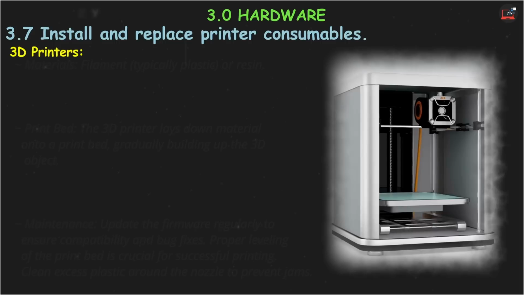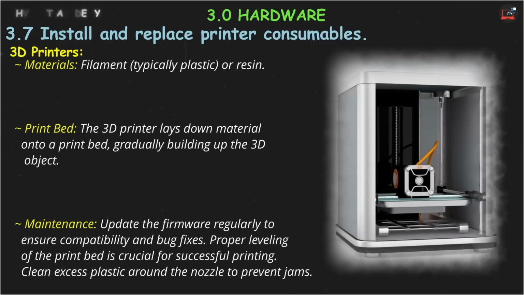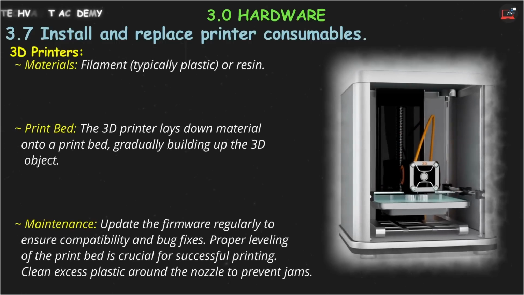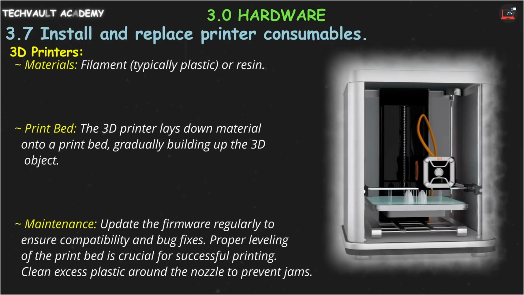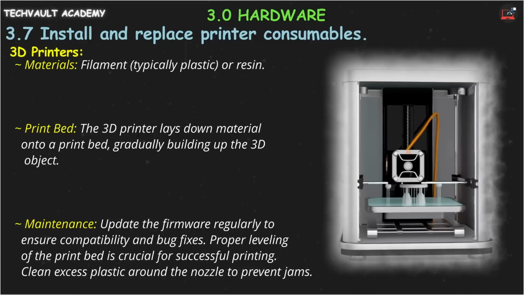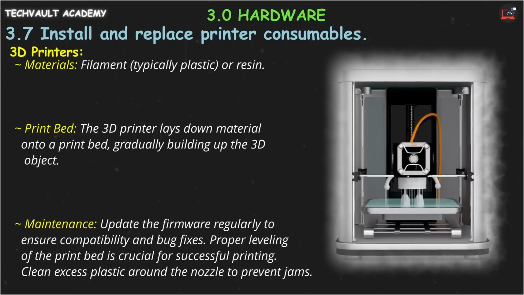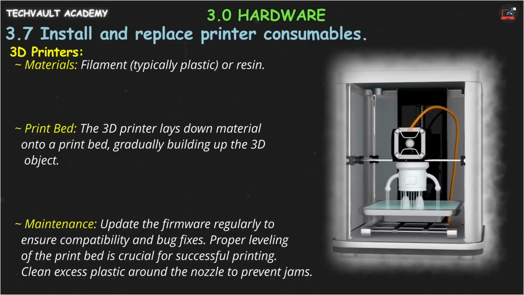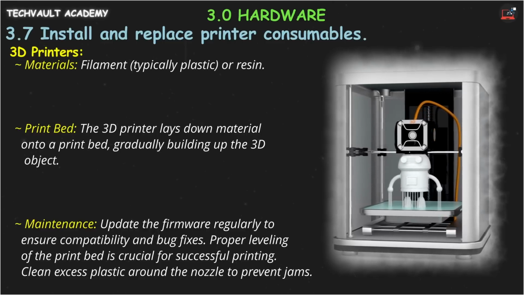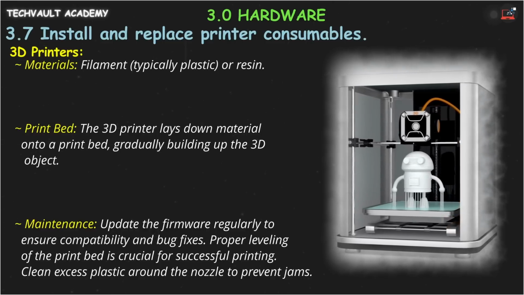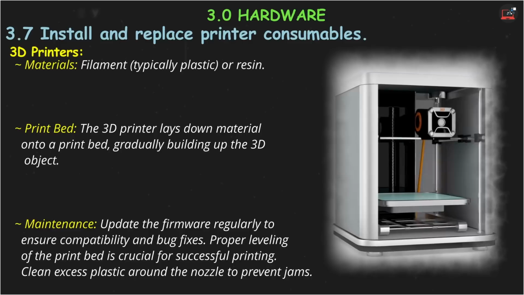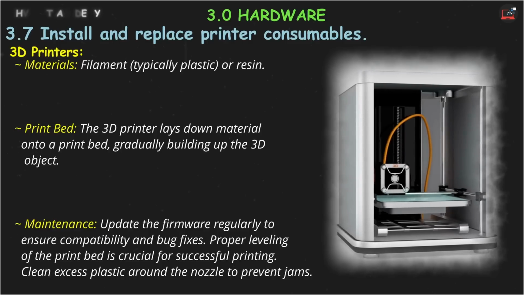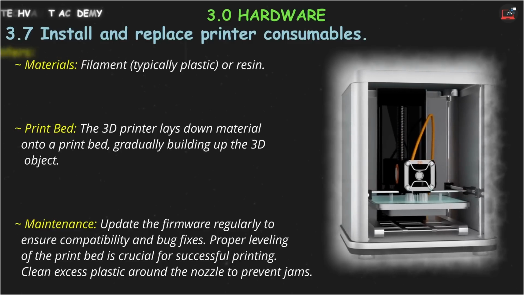3D printers. Materials: filament, typically plastic or resin. Print bed. The 3D printer lays down material onto a print bed, gradually building up the 3D object. Maintenance. Update the firmware regularly to ensure compatibility and bug fixes. Proper leveling of the print bed is crucial for successful printing. Clean excess plastic around the nozzle to prevent jams.